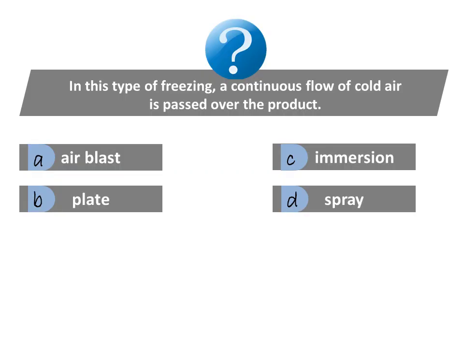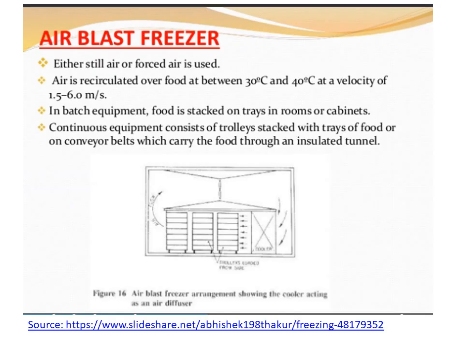In this type of freezing, a continuous flow of cold air is passed over the product. A. Air blast freezing. B. Plate freezing. C. Immersion freezing. D. Spray. Again, in this type of freezing, a continuous flow of cold air is passed over the product. The correct answer is letter A. Air blast. Air blast freezer.